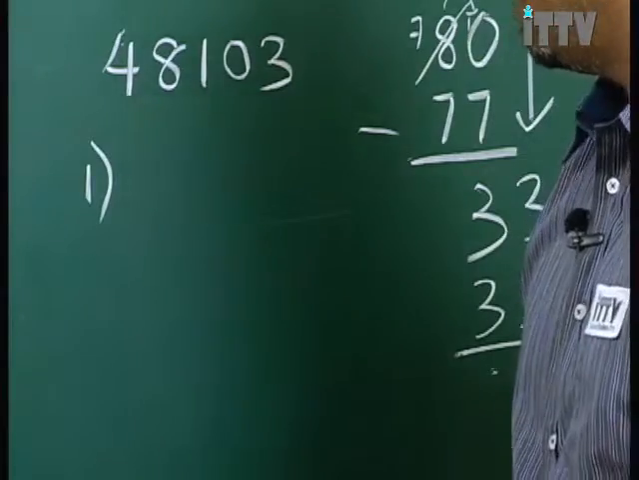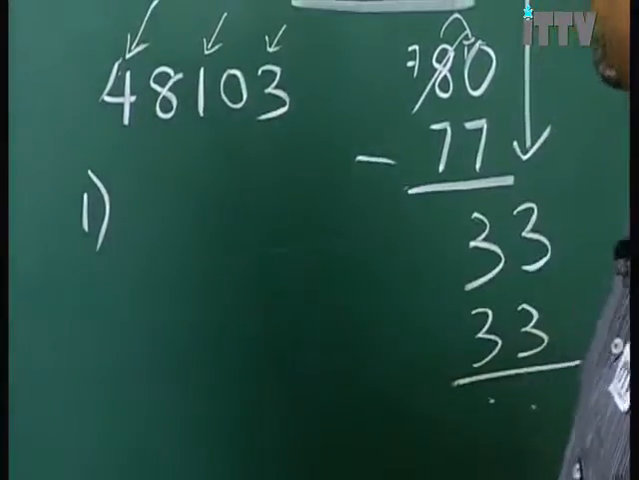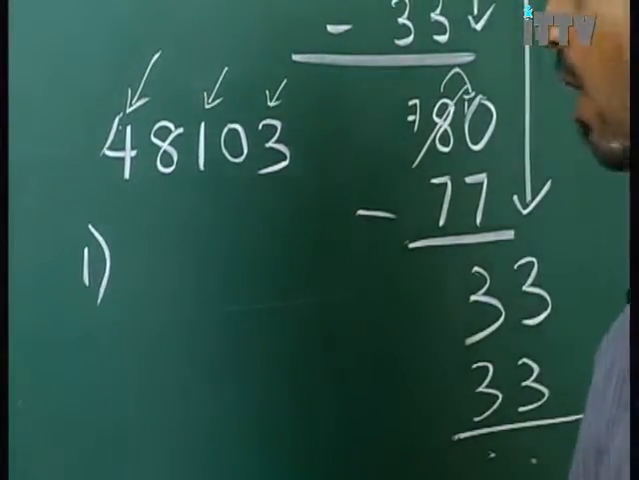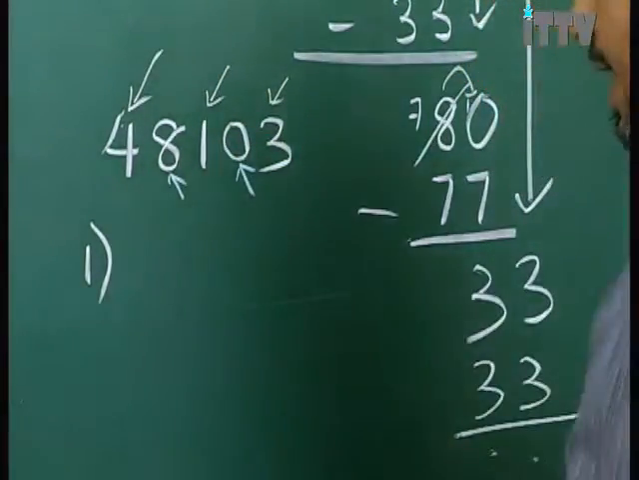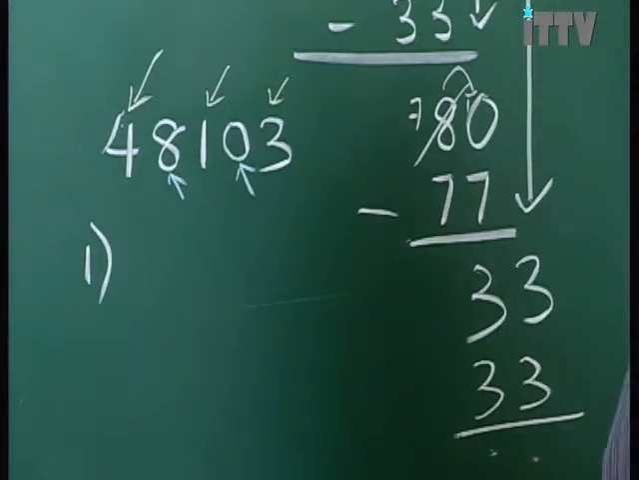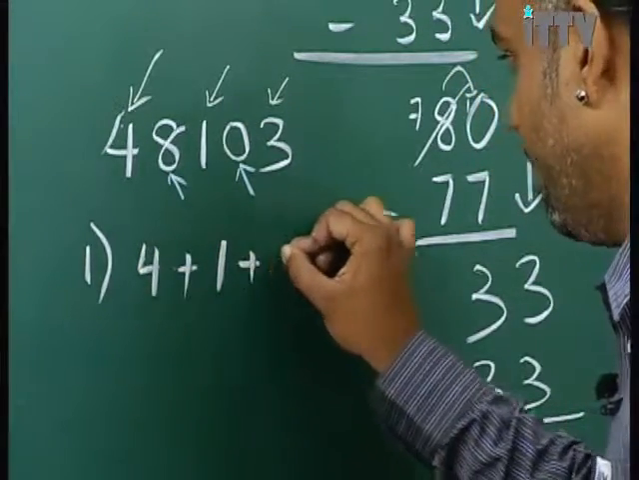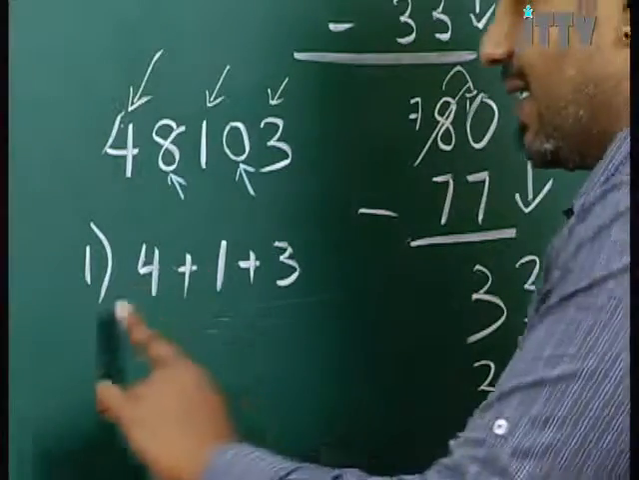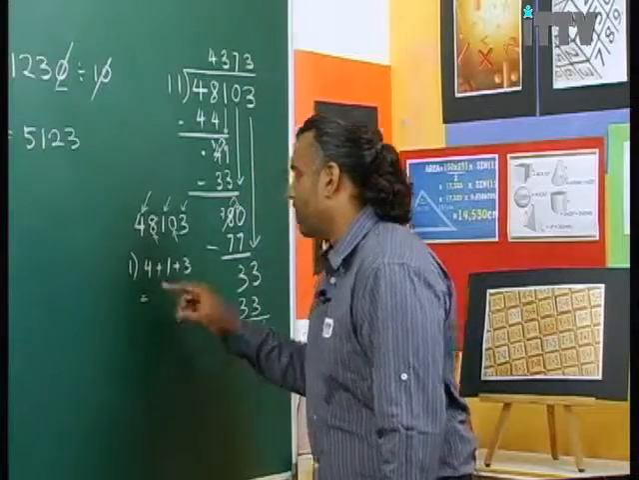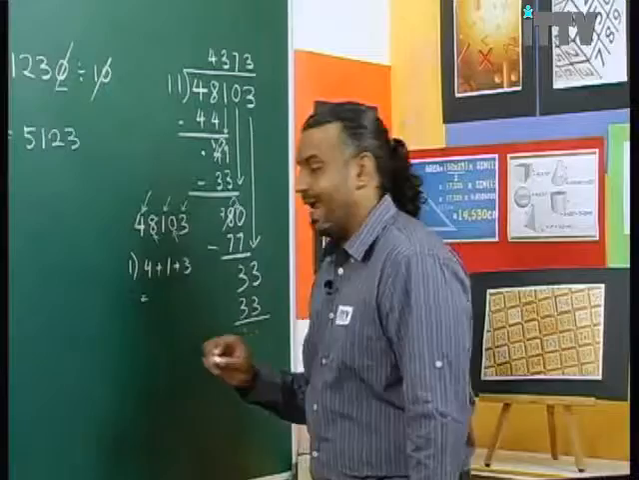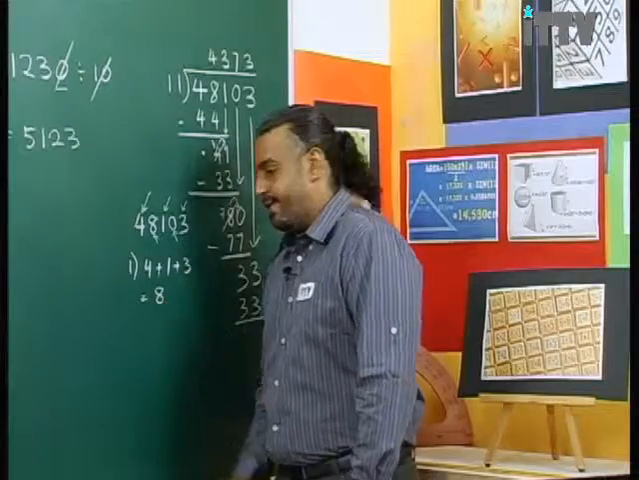Now, this, this, and this. These 3 digits are placed in the odd position. However, these 2 digits are placed in the even position. Let's sum up the odd position. 4 plus 1 plus 3. Let's sum them up now. 4 plus 1, 5, plus 3, 8. So, all the digits in the odd position have a total of 8.